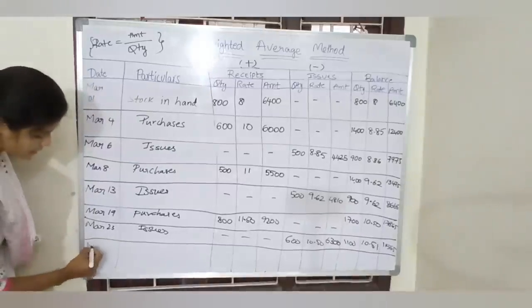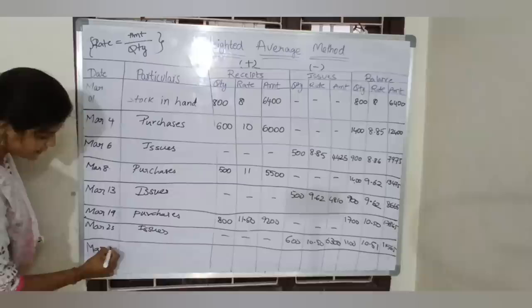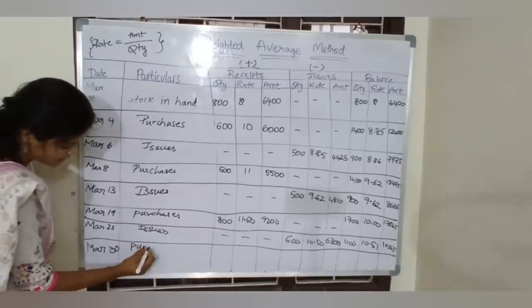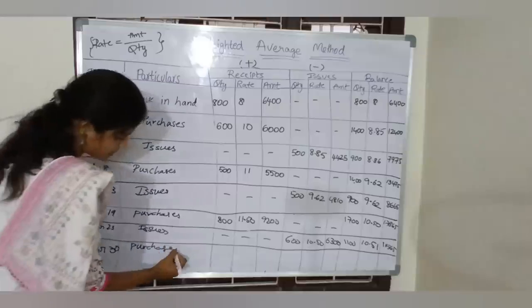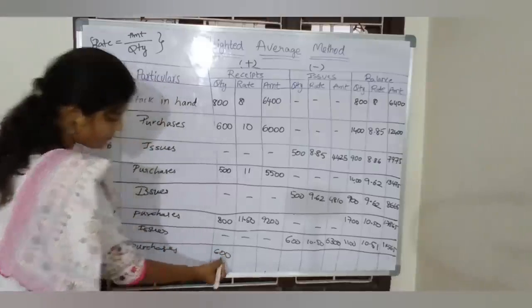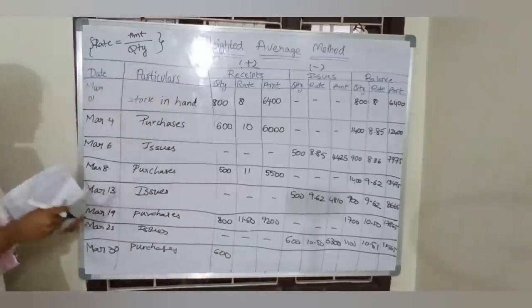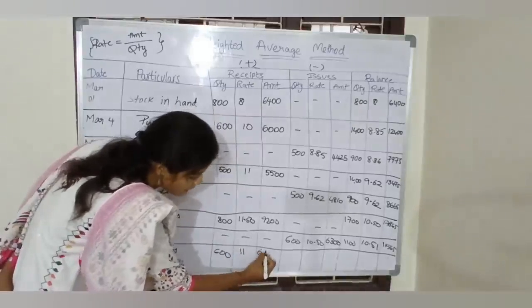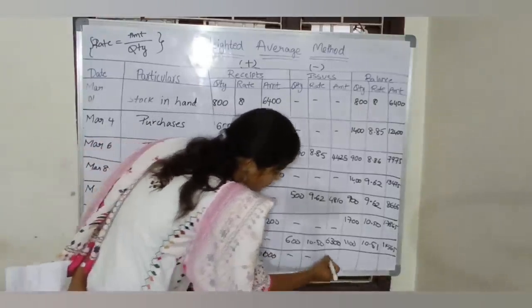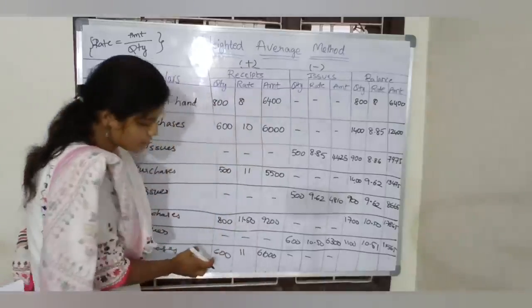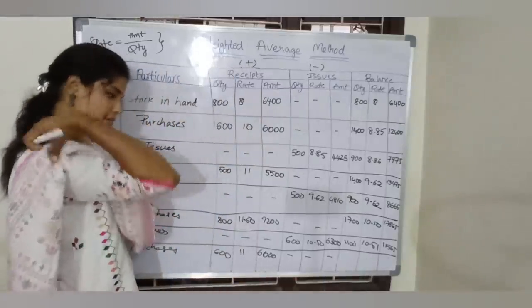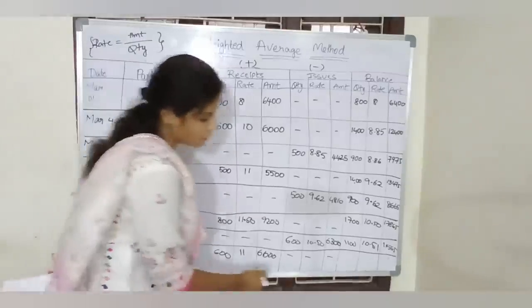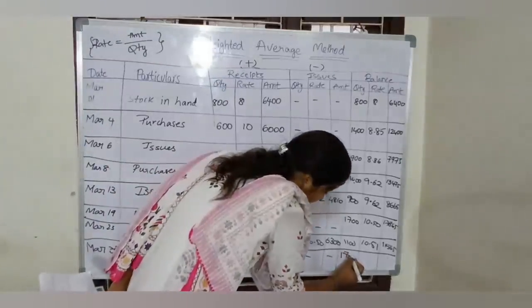After March 23rd we have March 30. Purchases we have. How many units purchased? 600 units. Rate of each unit is 11. So 600 into 11, 6,600. What do we need to do? Addition, because it is a receipt. Existing stock is 1100. Now we are adding 600. Total 1700.